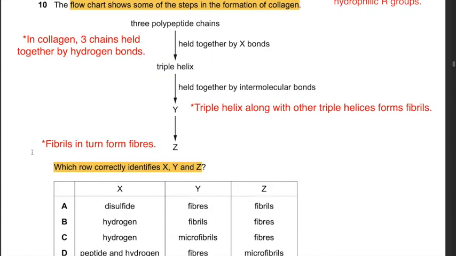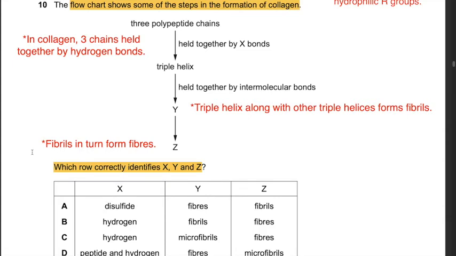Question 10. The flowchart shows some of the steps in the formation of collagen. Which row correctly identifies X, Y and Z? They have started the flowchart from 3 polypeptide chains held together by X bonds to form triple helix. Now in collagen, 3 chains are held together by hydrogen bonds. Therefore, the options are between option B and option C.